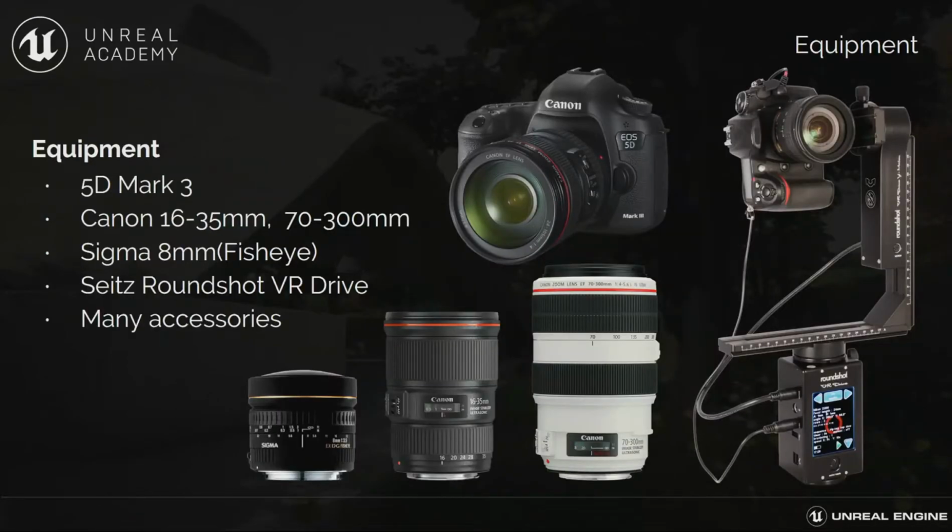So these are the main equipment we use to capture the reference images. It's just a simple list, so you can get the idea of what might need to be captured. From the top, there's the camera, a 5D Mark III we used. We used various lenses, and also a fisheye lens, the Sigma 8mm, and the Round Shot VR drive for the motorized HDR capture. And then many other accessories, common things when you do photography. You need a tripod, many batteries, etc.